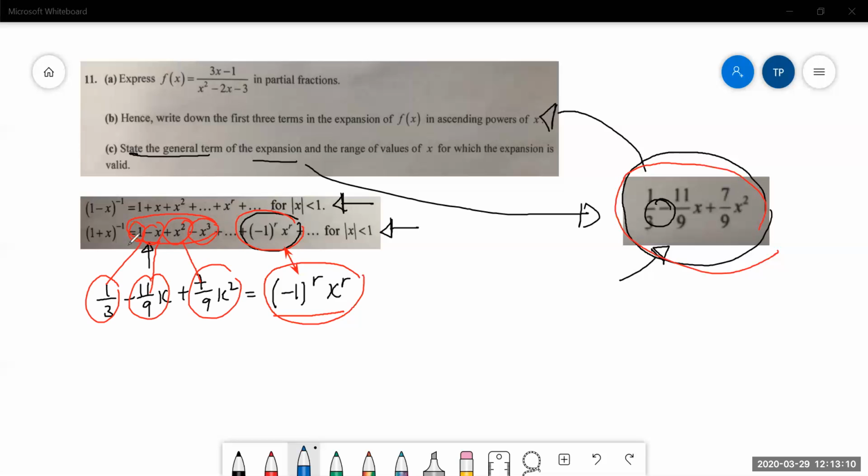This is 1, this is 1/3, this is minus x, this is minus 11 over 9x. This is x squared, this is 7 over 9x squared. It doesn't fit at all. Which means something has been done to this polynomial to give me this. So now what we are trying to do is to find out what has been done, what has been added to this general formula here, such that it became this.